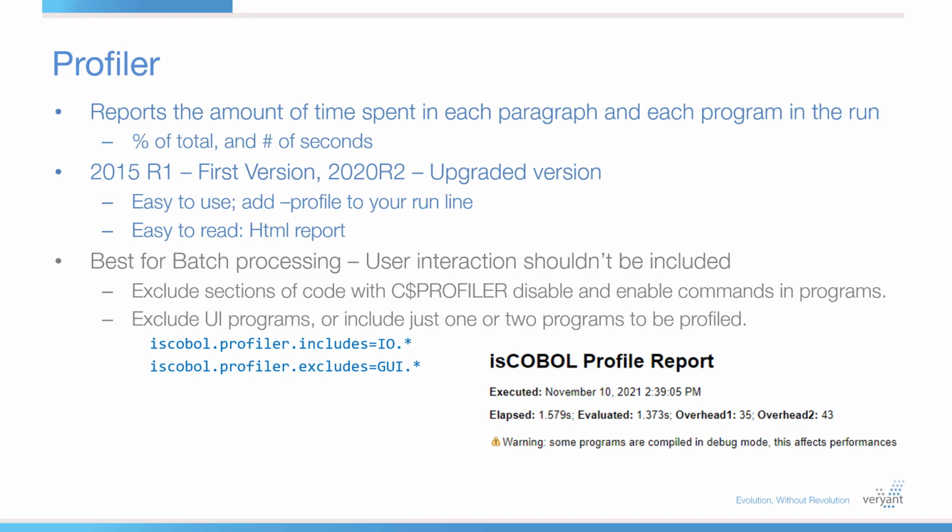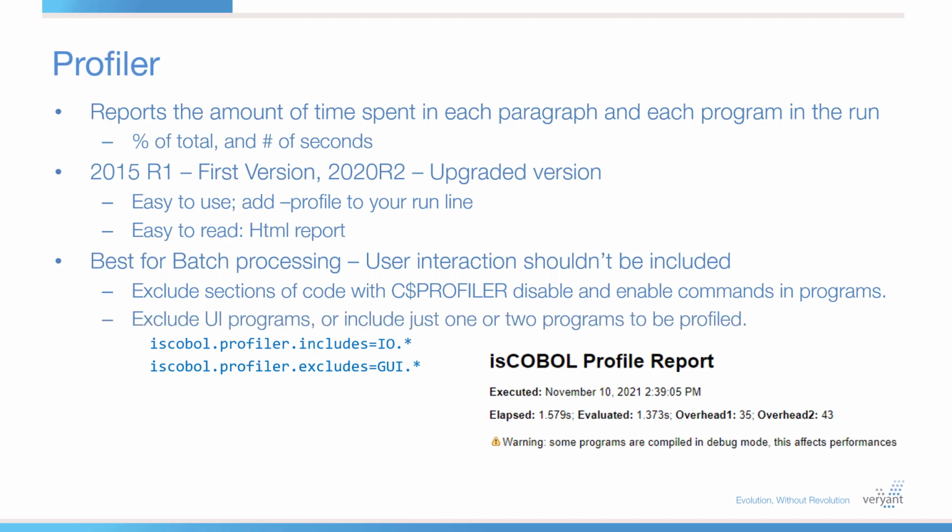When you use it, think about your user interaction. Any user interaction with your program will throw your times off. There are some ways to avoid it, though. You can use the $profiler routine to disable or enable the profiler. You put it around portions of code in your program. And by the way, the runtime ignores those calls if you don't run with the profiler, so you can just put them in and leave them there.